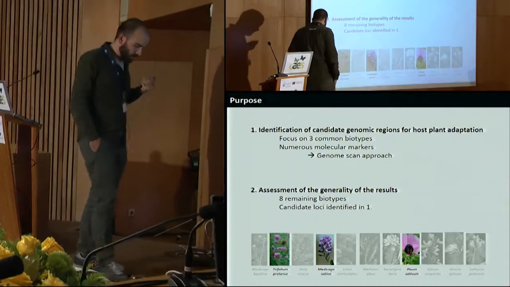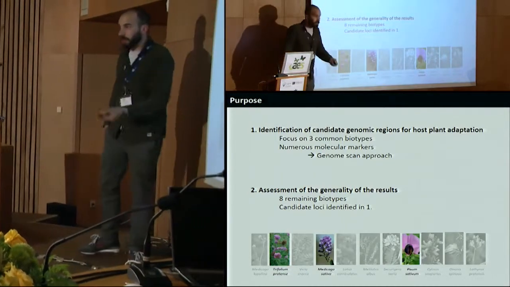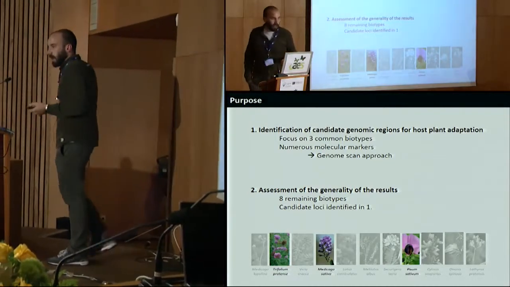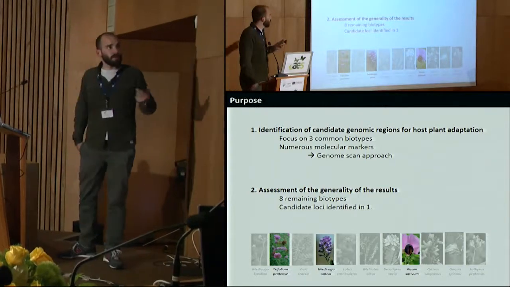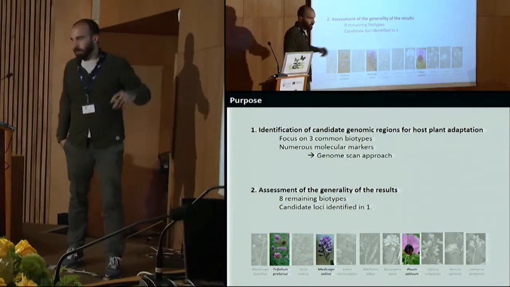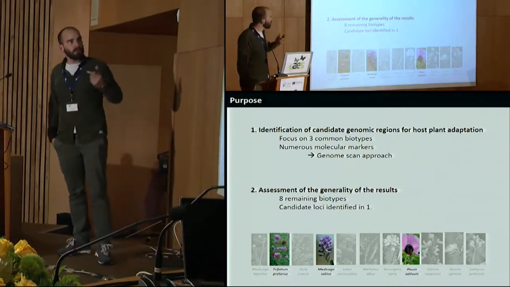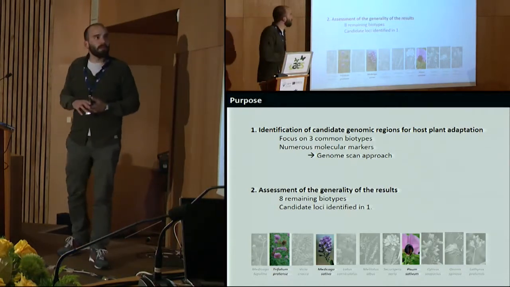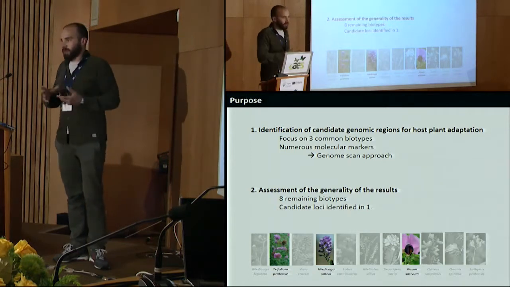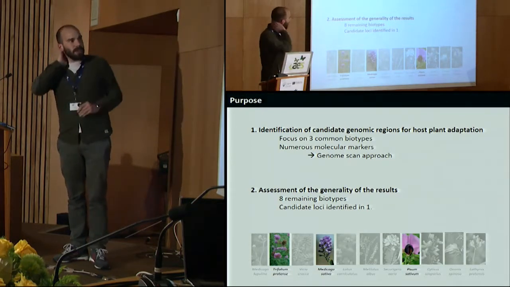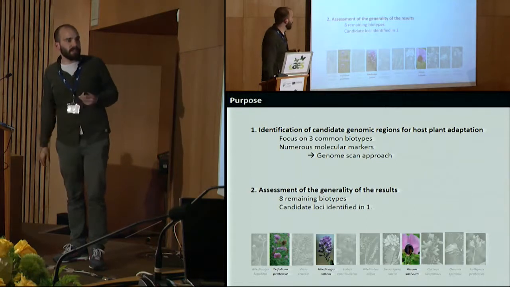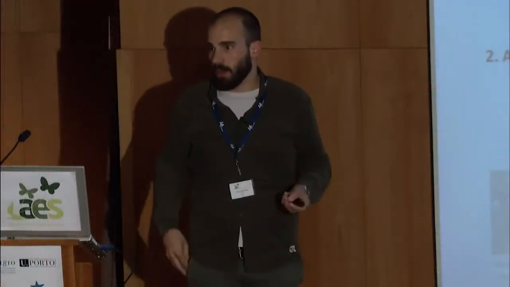So the purpose of this study was to identify genomic regions that are implied in host plant adaptation. First, we focused on the three most common biotypes, pea, clover, and alfalfa, with a quite big number of markers, a classical genome scan approach. And in the second step, we tried to assess the validity of those results in the remaining biotypes.